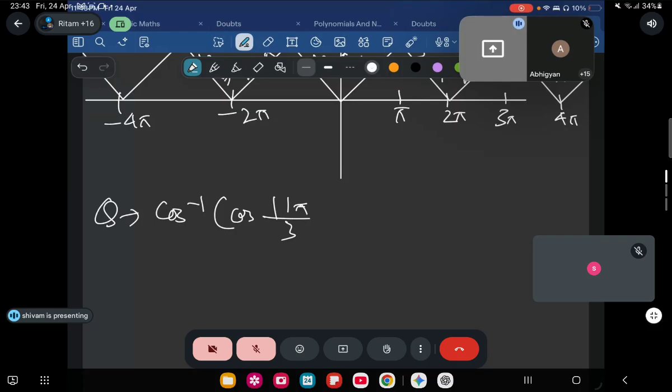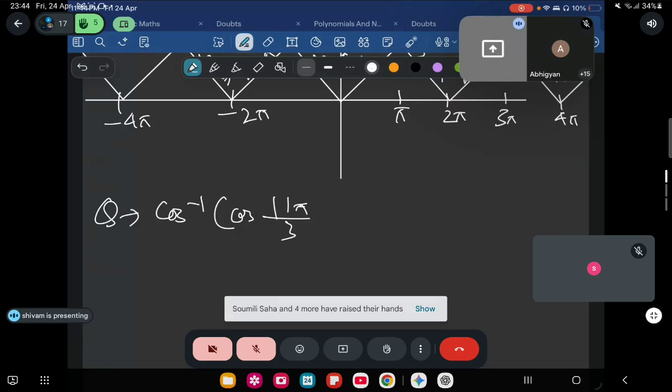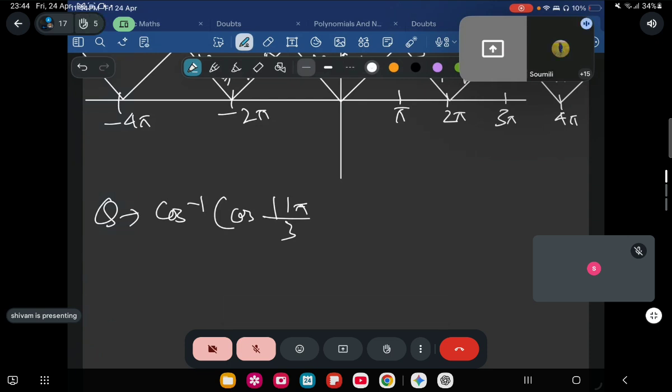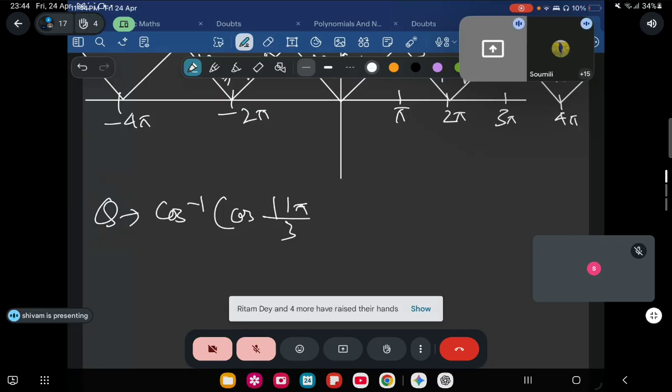Tell me what is cos inverse cos of 11 pi by 3. Raise your hand. Yes, Shamili, tell me. Pi by 3. You're asking me or telling me? No, sir, I'm telling. Pi by 3. Yes, pi by 3 is correct.